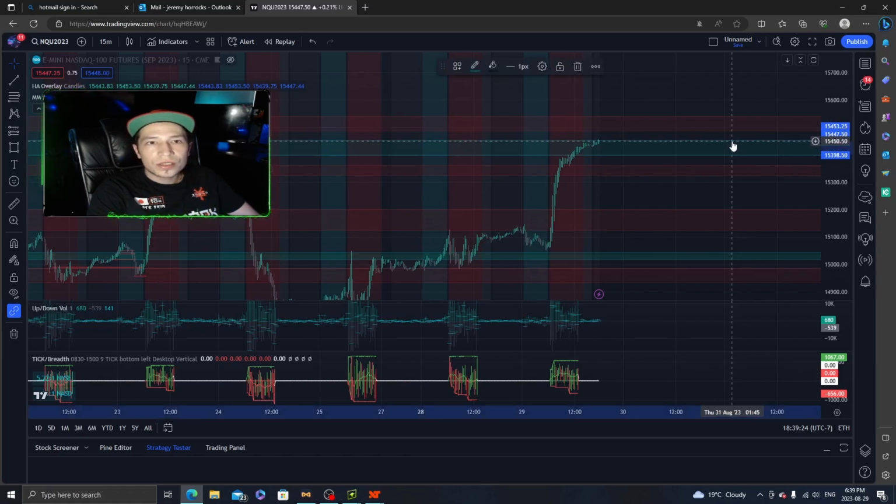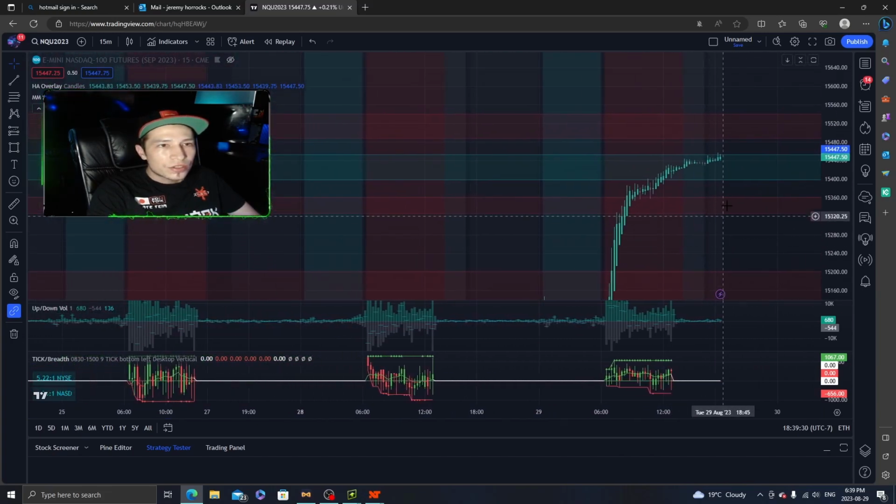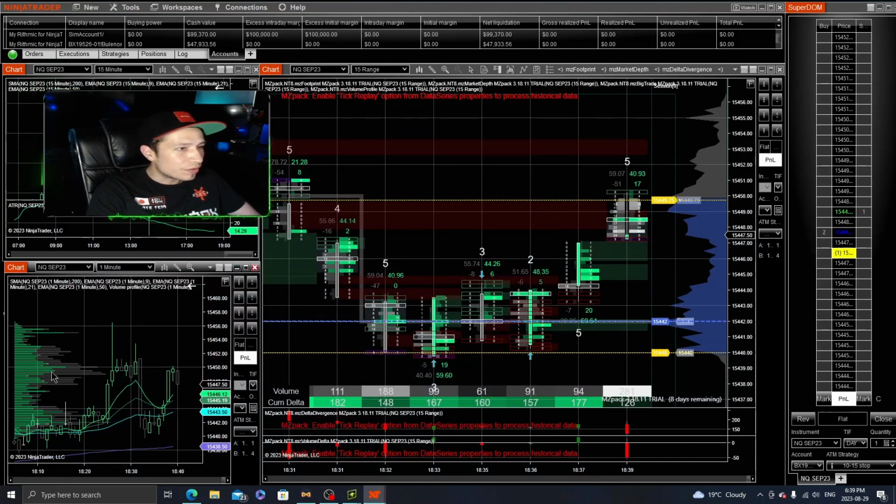15,450, okay? So look at that. Right at the top of this zone, we've got huge volume coming in, and price is just kind of frozen right now. So we're having a hard time breaking through this level, even with all this volume coming in, right? So we went up, we hit it, we bounced around, pushed it back down, and now look, we've come back up, and we're not able to break through this level here.